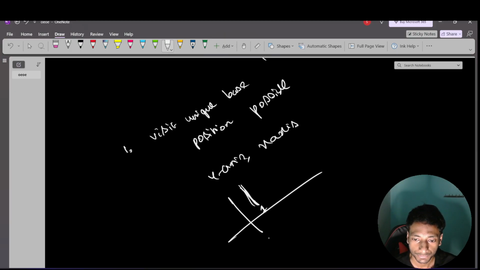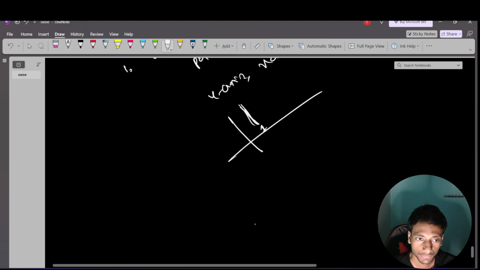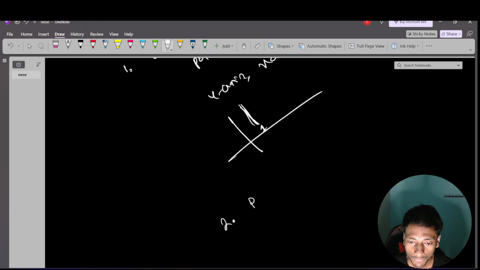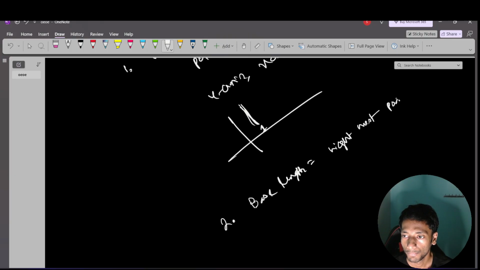Now what do I have to do? The next step is to calculate the base length. Base length will be what? The rightmost point minus the leftmost point in the same baseline, correct? This is how I will calculate the base length.